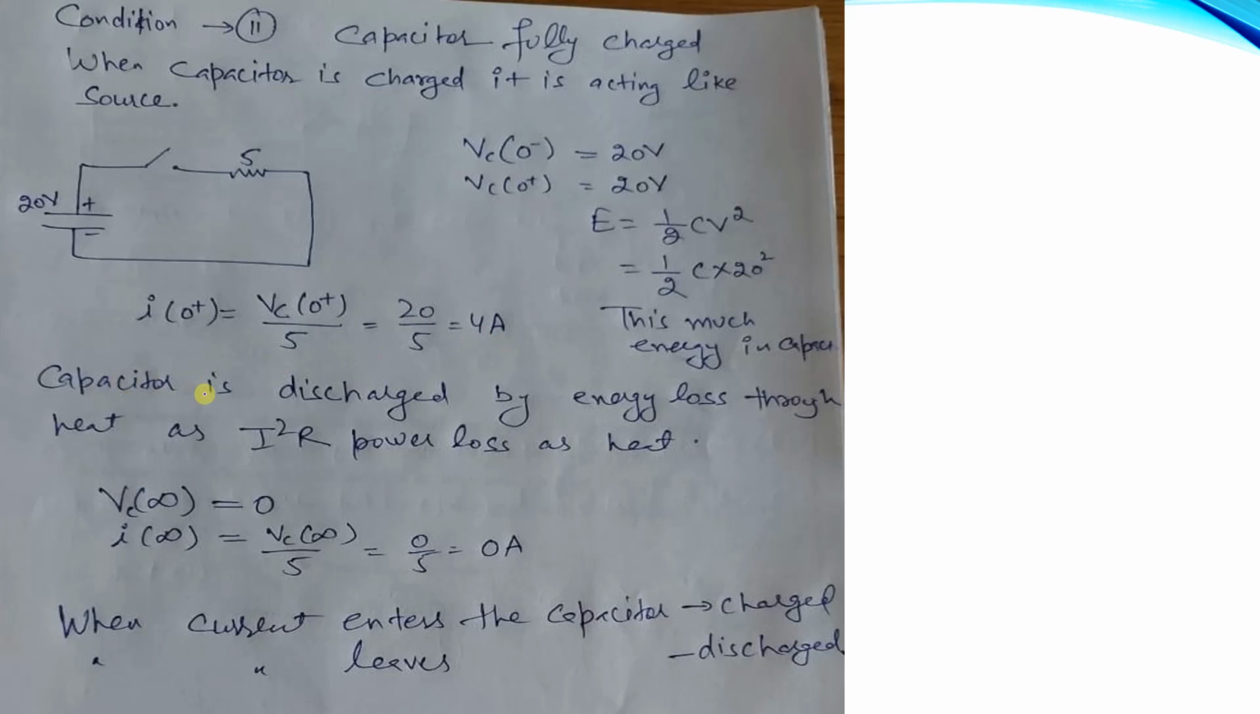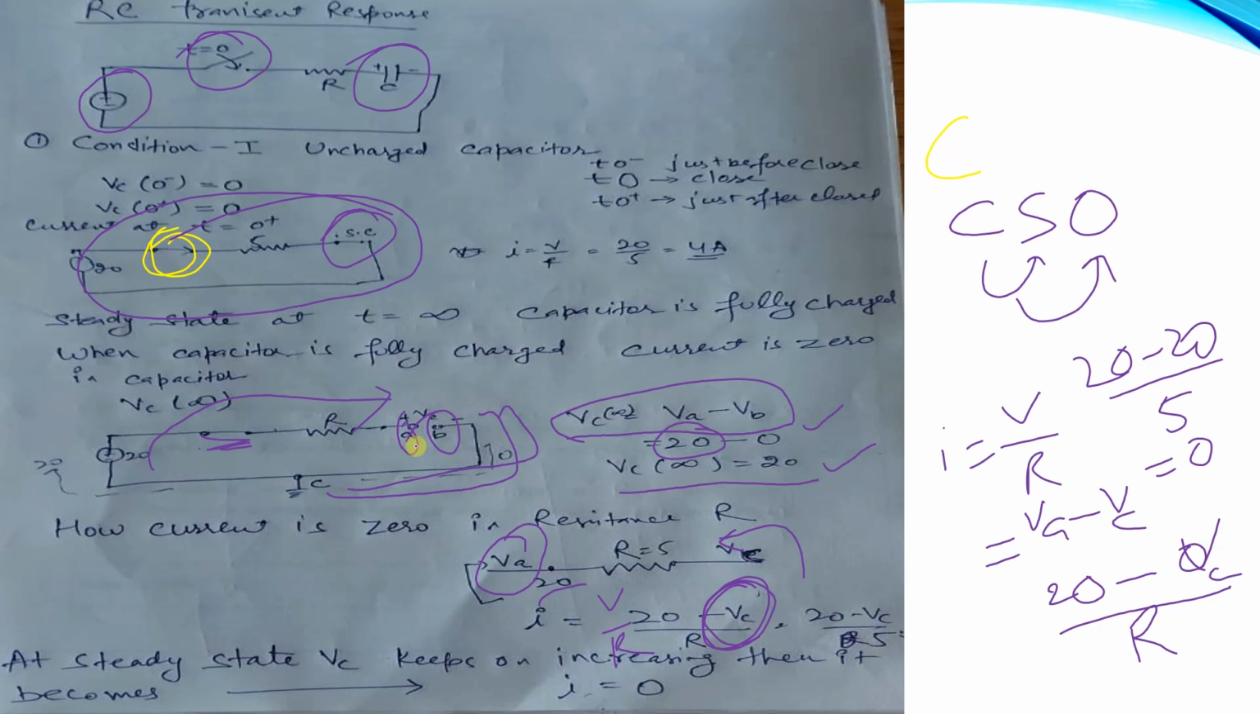The capacitor is discharged by energy loss through heat. Initially it is fully charged, but with the passage of time, the capacitor starts discharging through this resistance R, and there is a power loss I square R. So Vc infinity is equals to 0, and I infinity is equals to 0 ampere. When the current enters the capacitor, it is charged. When current leaves the capacitor, it is discharged. So here we find out the final condition, and in condition 1 we find the initial condition. This is how we analyze the transient response of RC circuit, in which we find the initial condition of the current and the final condition of the current.